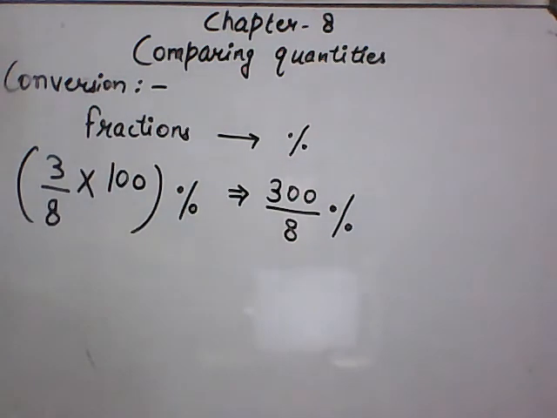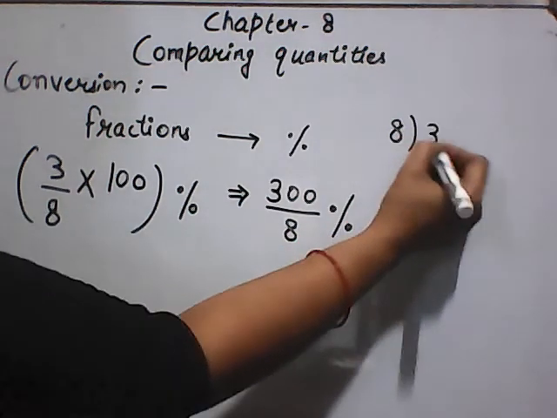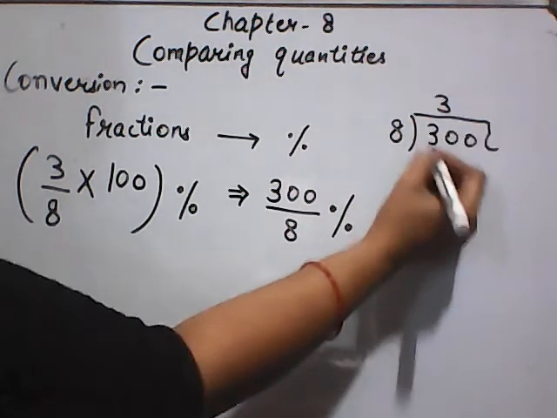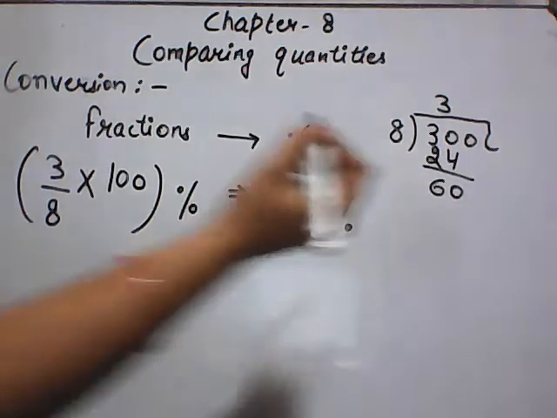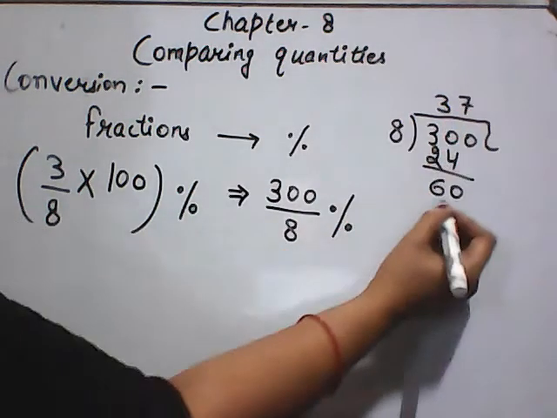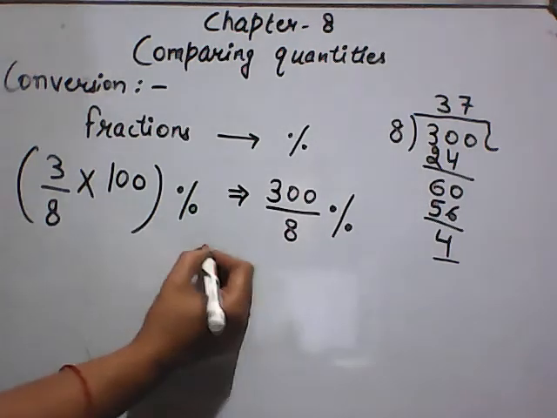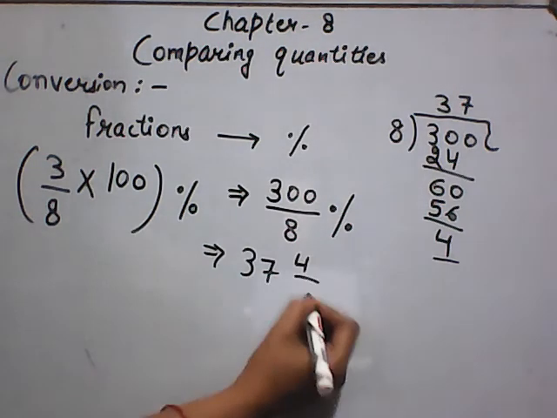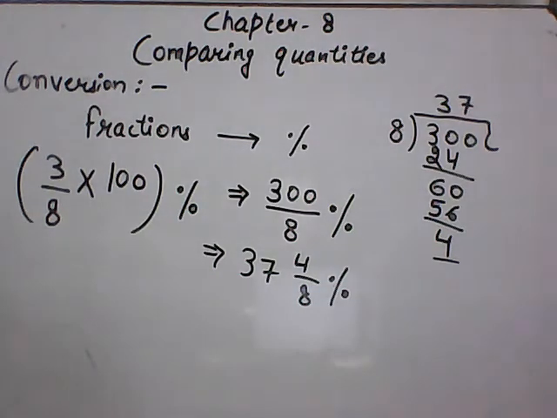Now you can change it into a mixed fraction. Let's divide. 8 3s are 24, 6, 0. 8 7s are 56, for remainder. Now it can be written as 37 and 4 by 8%. In this way, you can convert fractions to percentage.